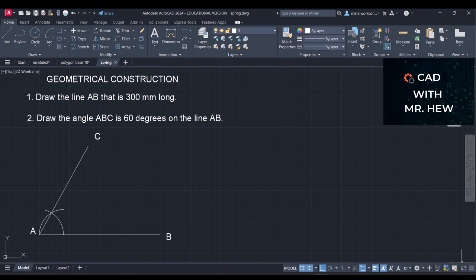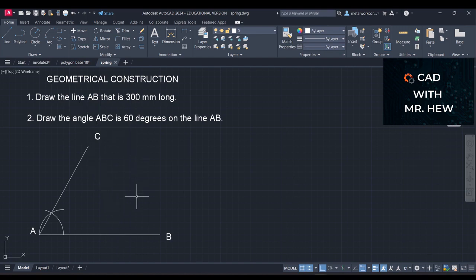Here we have a line AB. It is 200 millimeters long. Well, the question says 300, but I drew mine 200 millimeters. It's the same principle. And for question 2, we're going to construct an angle of 60 degrees.